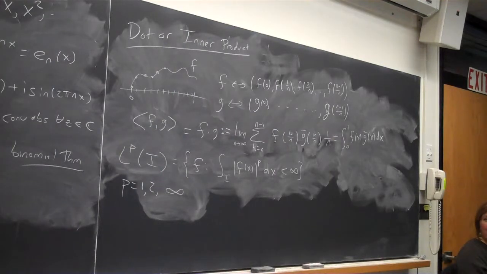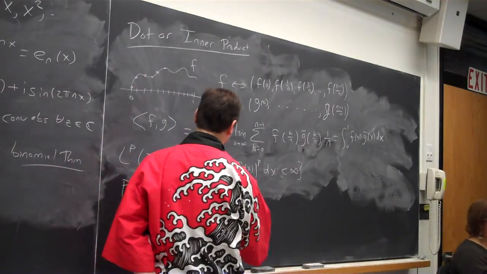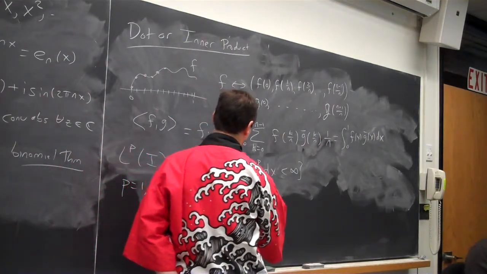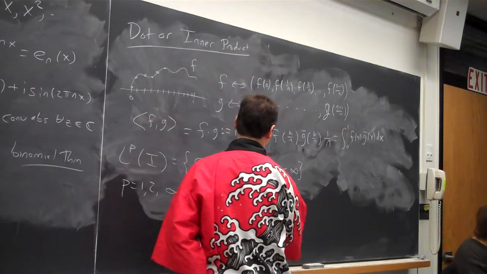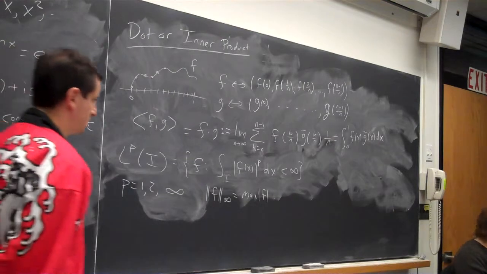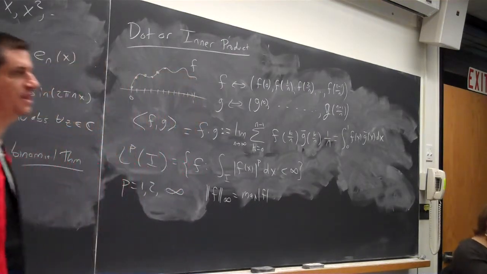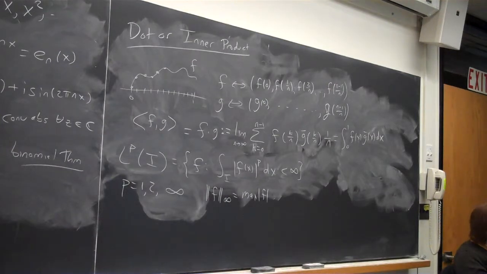So the question is, how do we define the L^infinity norm? Basically, the L^infinity norm of f is the maximum, or the supremum, of the absolute value of f. Later in the course, when we start doing some things in Fourier analysis, depending on the properties we have, we can prove different results.